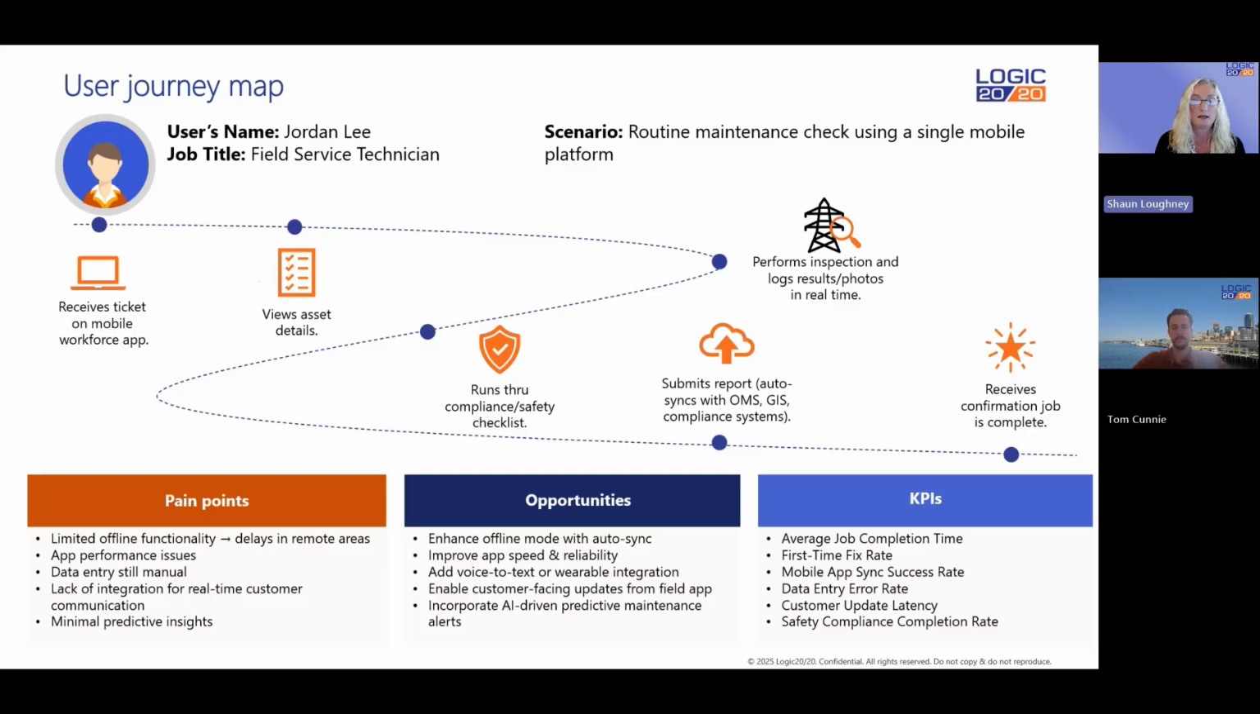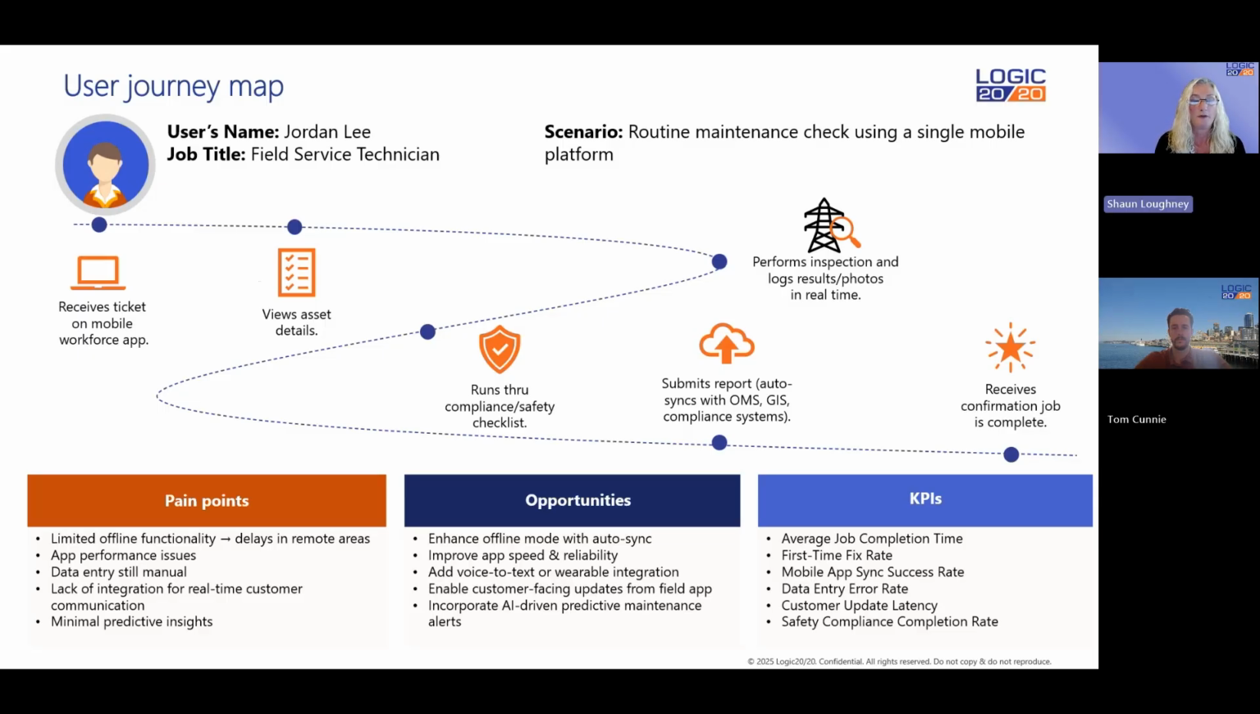His workflow is to receive a ticket on a mobile workforce application. They would view asset details. He would perform inspection and log results and photos in real time. Then Jordan runs through compliance and safety checklist and then submits a report which auto syncs with OMS, GIS, and compliance systems. Jordan then receives a confirmation that the job has been completed.